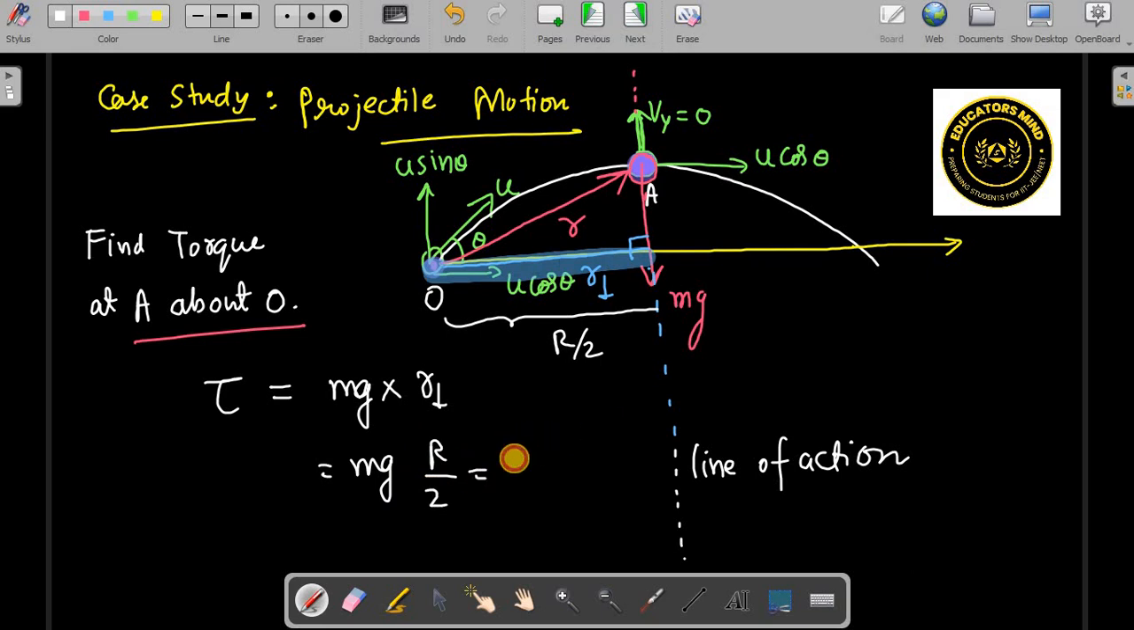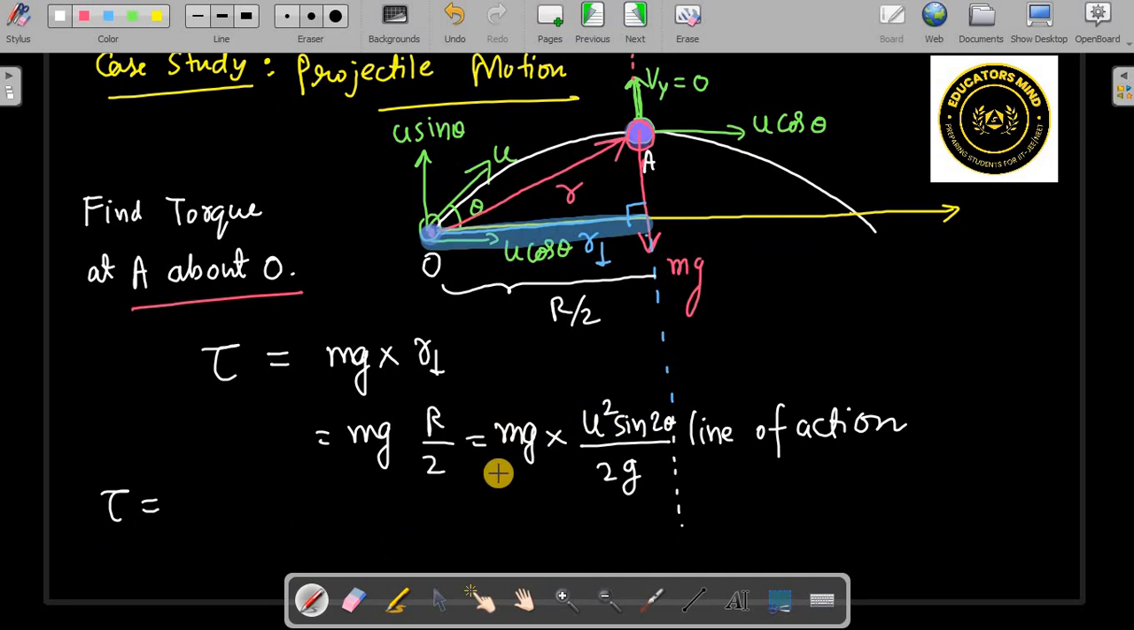You can substitute the range formula if you want. The range is u square sine 2 theta by g, and here it is divided by 2g. So g gets cancelled, right? So it is m u square sine 2 theta by 2. Correct? Force into perpendicular distance, which is u square sine 2 theta by g, that is range divided by 2.